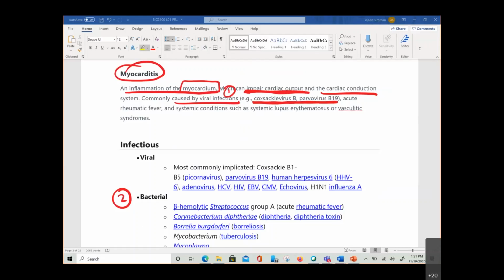Okay, so which bacteria? It's gonna be the beta hemolytic streptococcus, group A, which is actually the cause of acute rheumatic fever. Acute rheumatic fever causes myocarditis.